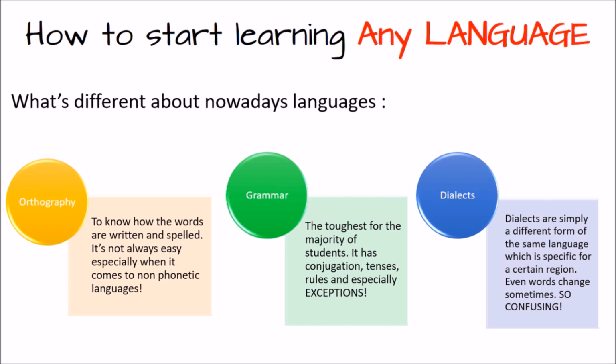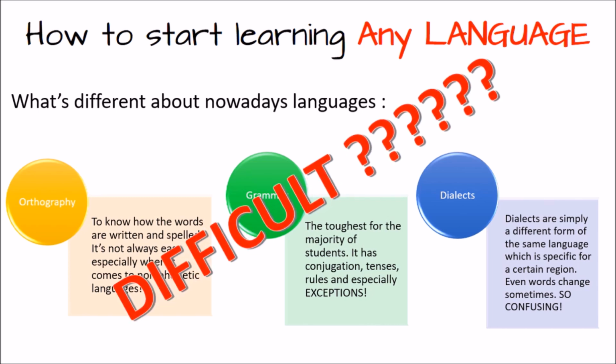Then we have grammar, and grammar is the toughest one for the majority of students. It has conjugation, rules, and especially exceptions. Dialects are simply a different form of the same language, specific to a certain region. Even words can change sometimes. Why is it so confusing? Sounds difficult, right?